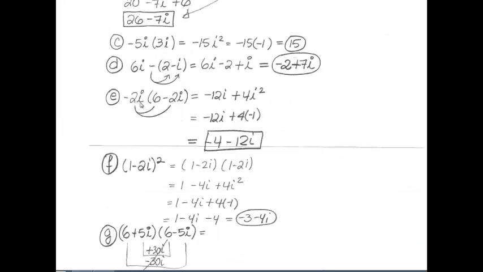This one, we're going to distribute the negative 2i, so this would be negative 2i times 6 is negative 12i. Negative 2i times negative 2i gives you positive 4i squared. We're going to replace the i squared with negative 1. That gives me negative 4, and that will go in the front, and then negative 12i goes in the back.